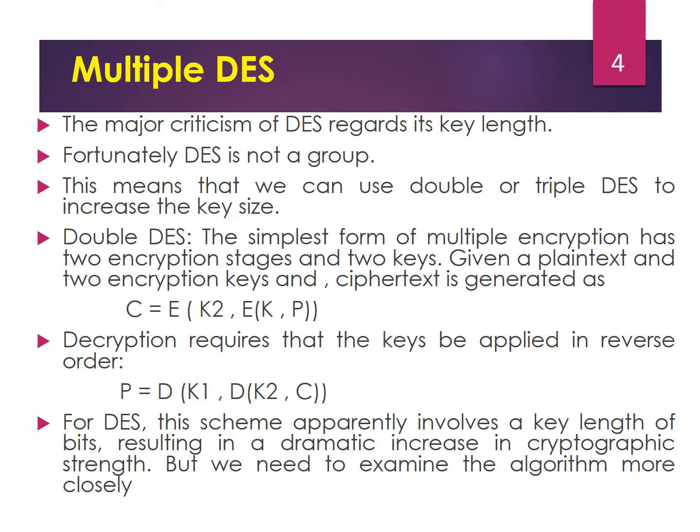Decryption requires that the keys be applied in reverse order, that is P = D(K1, D(K2, C)). For DES, this scheme apparently involves a key length of 112 bits, resulting in a dramatic increase in cryptographic strength. But we need to examine the algorithm more closely.